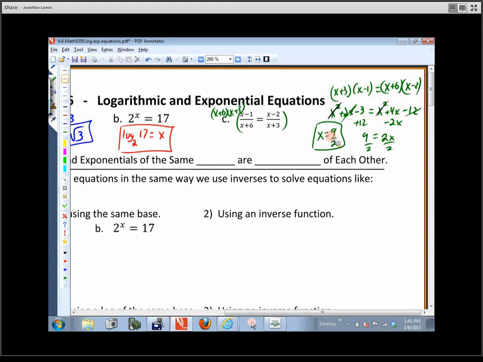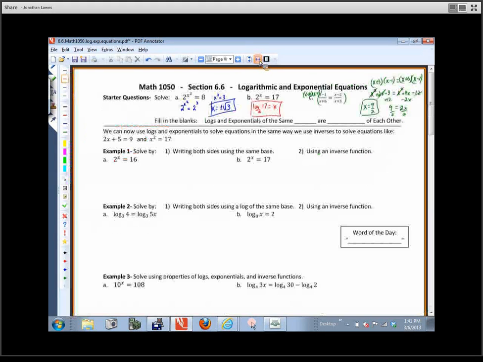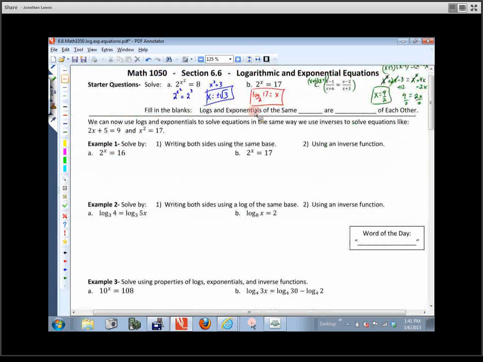Okay, so then the last part of the starter question was fill in the blanks. Logs and exponentials of the same base are inverses of each other. Okay?